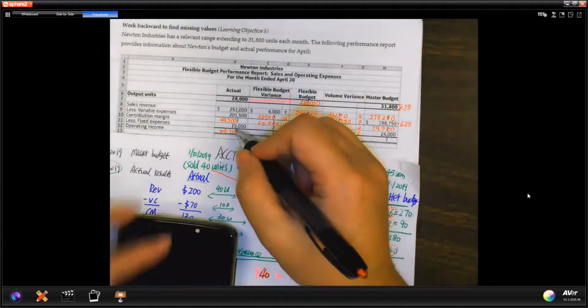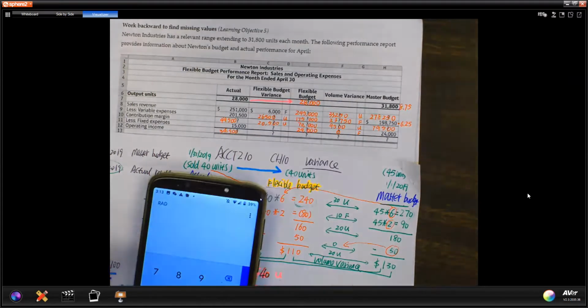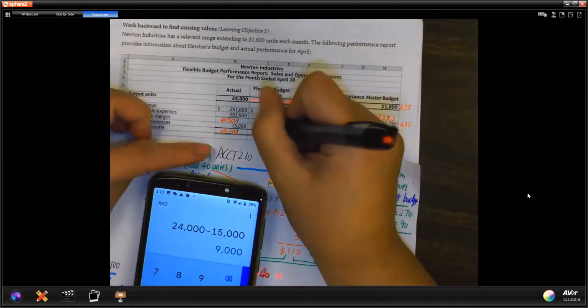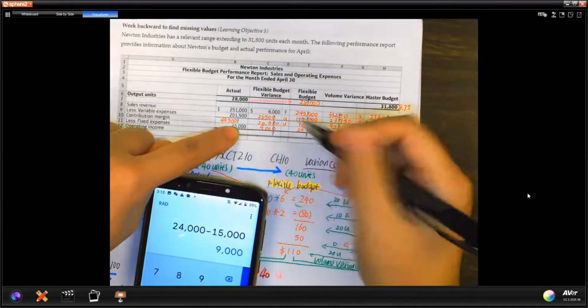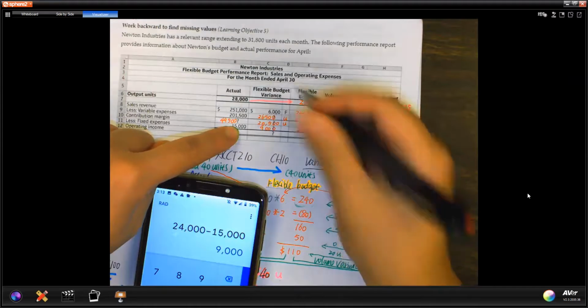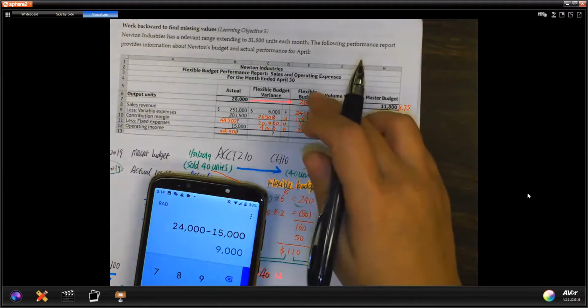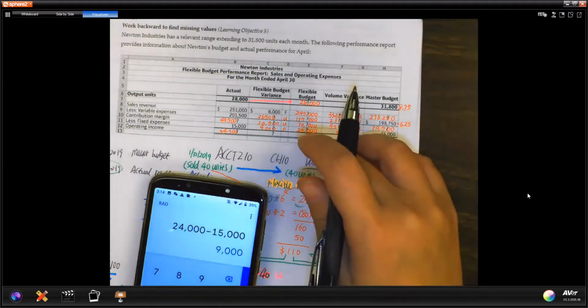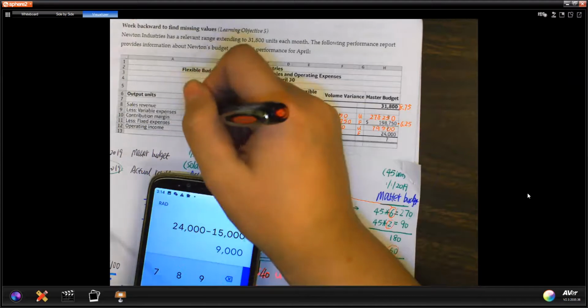And then your 15,000 and 24,000. So 24,000 minus 15,000, you got a 9,000 variance. Your actual cost is lower than your budget, so it will be favorable, right? It will be favorable.